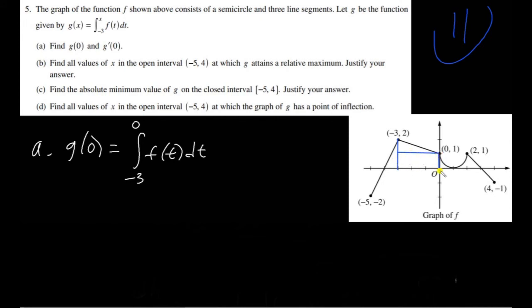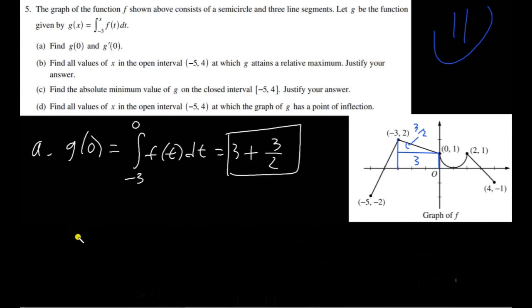This rectangle has one side 3, other side 1, total area 3. This triangle is half of that other rectangle, so it's going to have area 3 halves. Or you can do 1/2 base times height if you want. So the total area is the rectangle plus the triangle, 3 plus 3 halves. That's the total net area under the curve, and that's g of 0. That's the integral from negative 3 to 0.